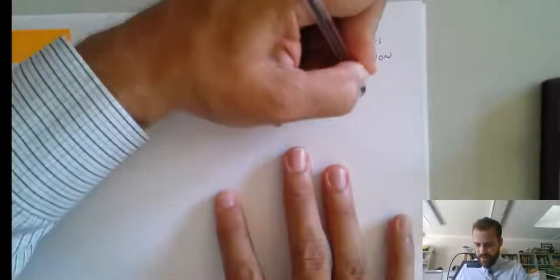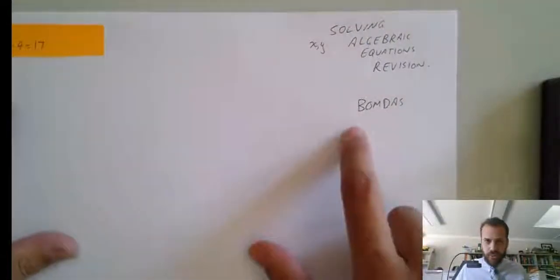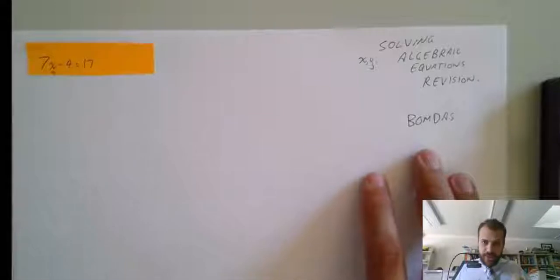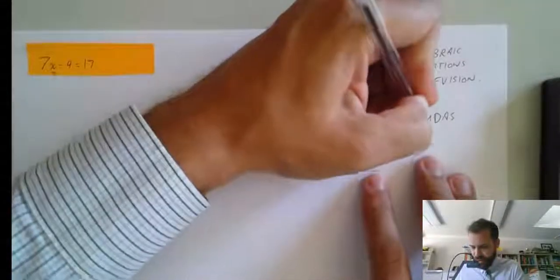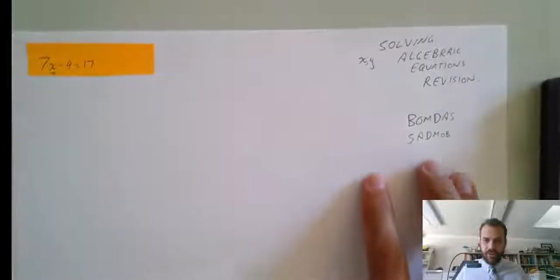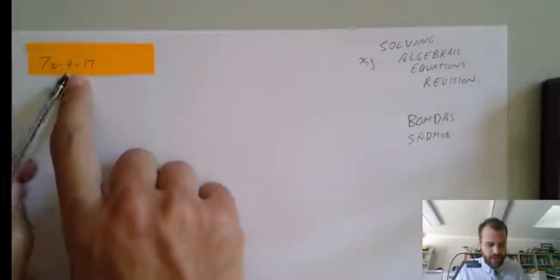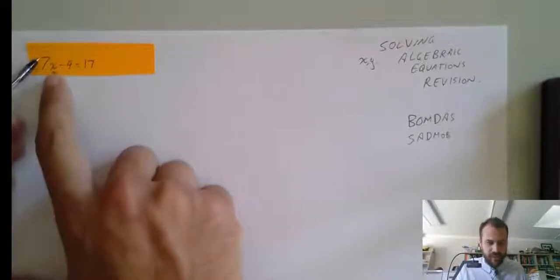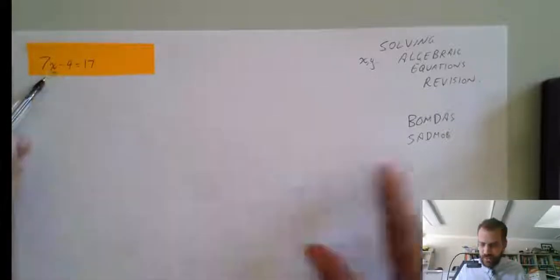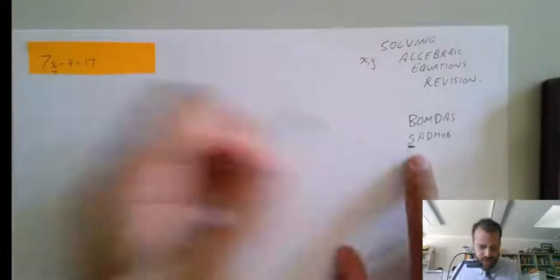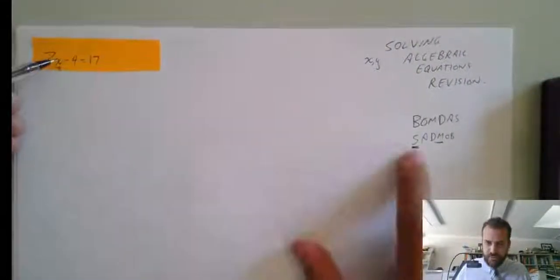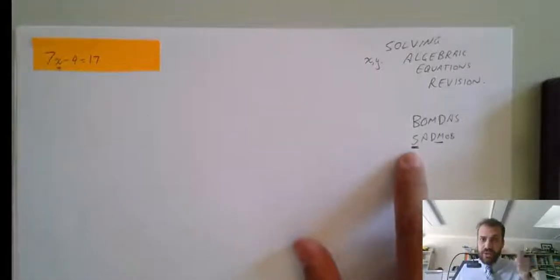Now, you would have learnt before BOMDAS, or BIDMAS, or BIMDAS, whatever. That's the order of operations. Now, when you're doing these kinds of equations, you're doing the opposite of that. You're doing SAD MOB. So, when we look at these, we need to get rid of the negative 4, the subtract 4, and we need to get rid of the multiply by 7 as well. I've got a subtraction in this equation, and a multiply. I need to get rid of the subtraction first. That's the first one according to SAD MOB.